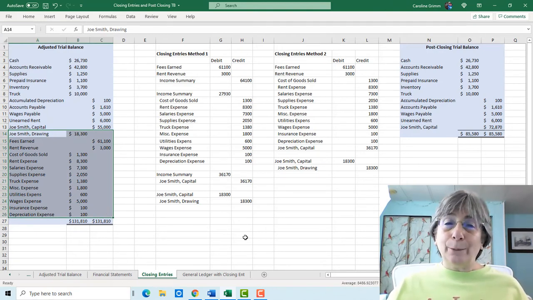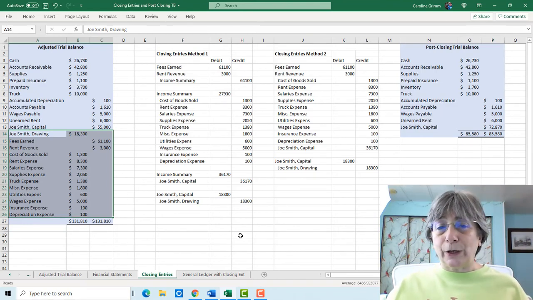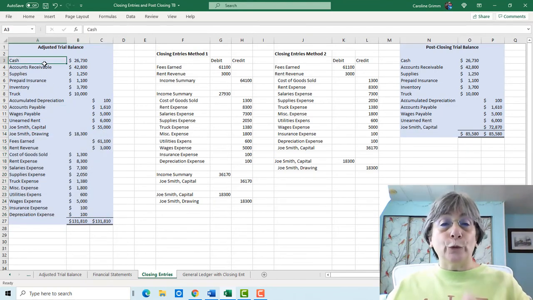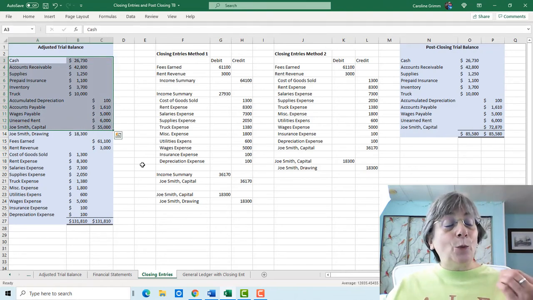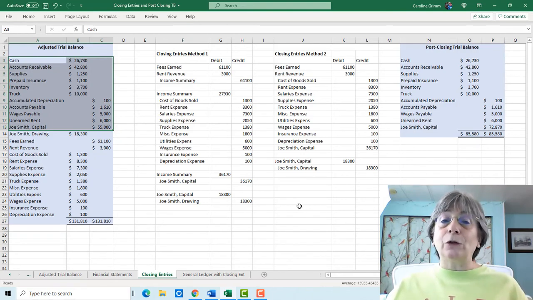So these are our temporary accounts. We're going to close out Joe Smith drawing. We're going to close out our 2 revenue accounts. We're going to close out our expense accounts. And when we're done with this old-fashioned exercise, we are going to end up with only these accounts still with a balance in them, our assets, our liabilities, and our capital account, our equity.